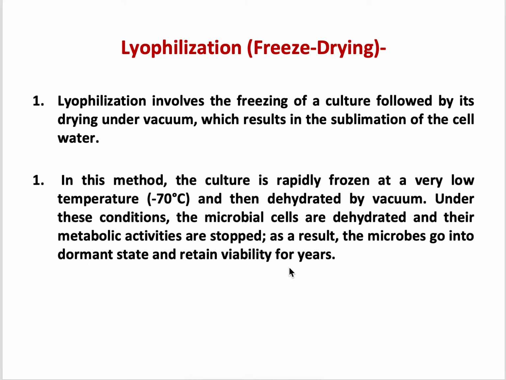If you put your cells at minus 70 degrees Celsius, this is an extremely cold temperature, right? So your cells will very rapidly get frozen. Then you have to put them in a vacuum to dehydrate them. Ultimately, after this, the cells form a powder-like composition. They look like powder.